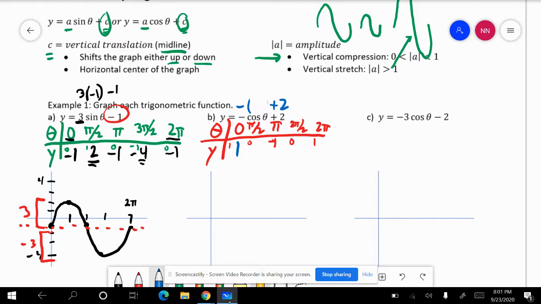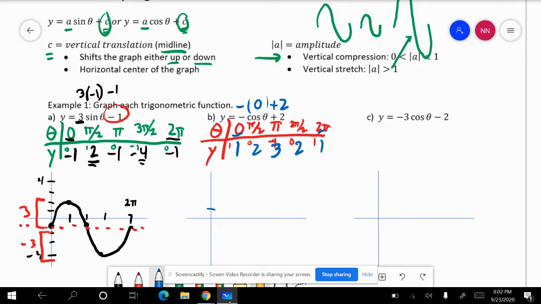Then we're going to plug in pi halves for theta. Cosine of pi halves is 0. -0 plus 2 is 2. Then we're going to plug in pi, and that gives us a -1. Negative negative is a positive, so this is a 3. Then we plug in a 0, and we get 2. And remember, 0 and 2 pi are always the same.